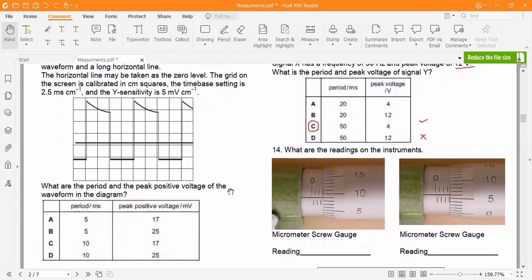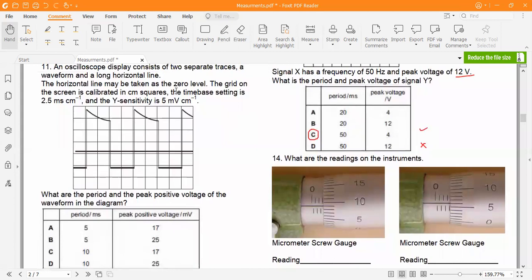What are the period and peak positive voltage? Let's read the question first. The horizontal line may be taken as the zero level. So this horizontal line is the zero level. Let me draw with this color. So this is the zero point.